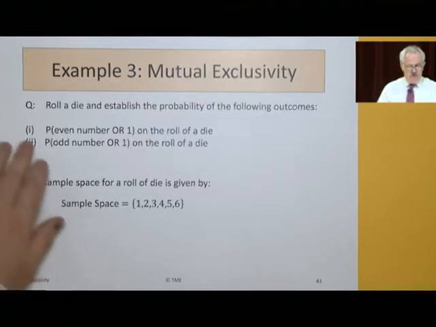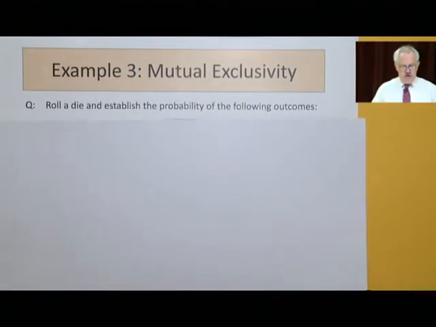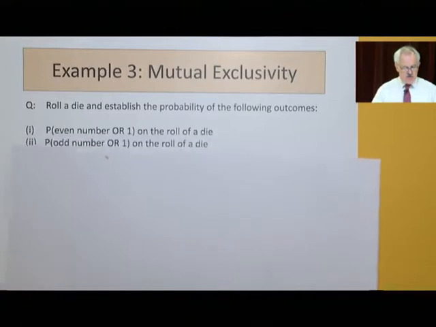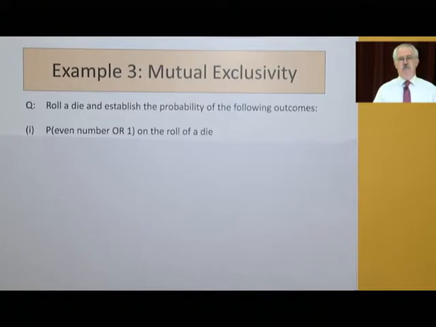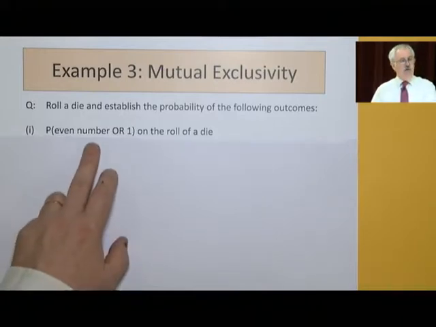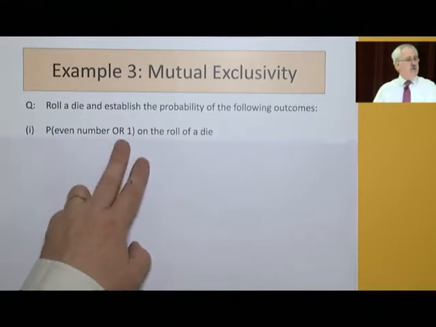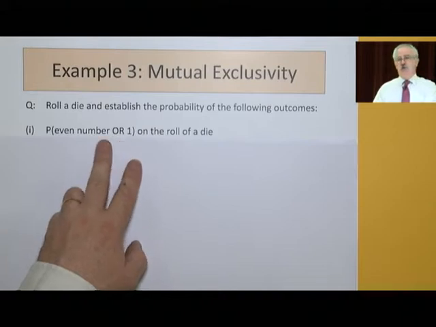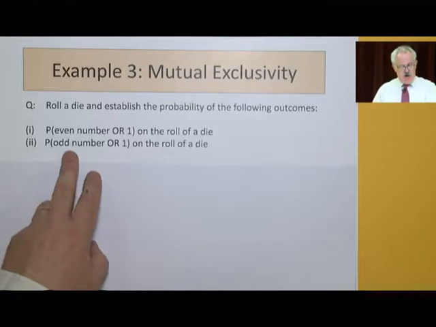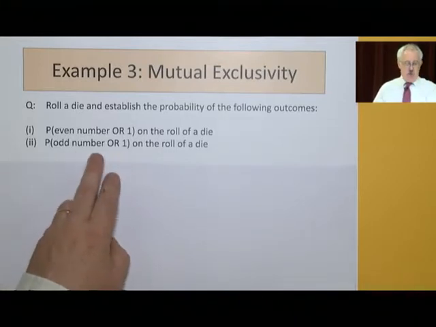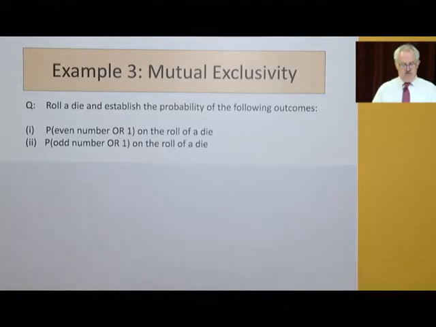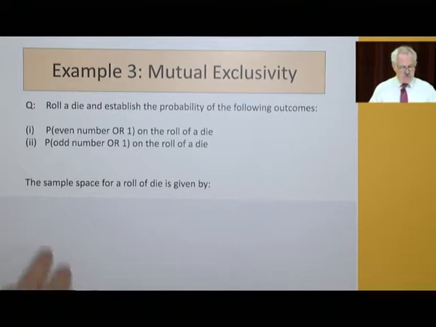You roll a die and establish the probability of the following outcomes. What's the probability that you get an even number or a 1? Well, a 1 is not an even number, so those two events are mutually exclusive. We should be able to use the special rule. And the other one is P(odd number or a 1). Well, a 1 is an odd number, so they're not mutually exclusive. So we won't be using that. We'll use the general rule. We might use the general rules for both.